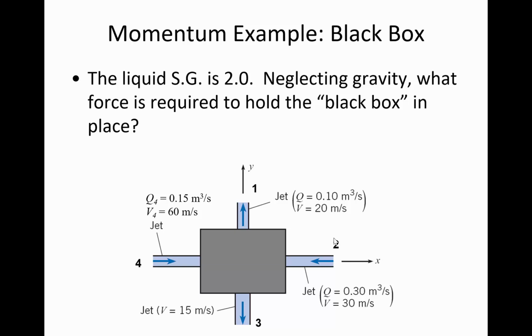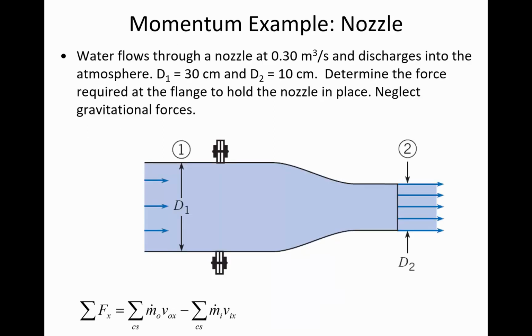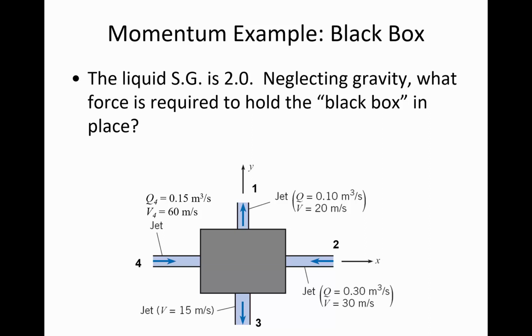And so what we need to do is find the forces both in the x direction, horizontally, and also vertically, and find out what external force has to be applied to this black box to resist the forces that are imparted to the black box by the fluid jet. So we're going to be solving the momentum equation in both x and in y.